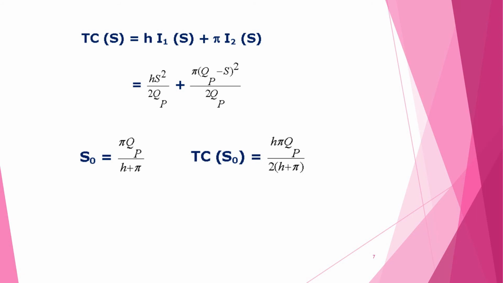Now this total cost function is a function of the single variable S. Use classical optimization, that is, differentiate TC with respect to S and equate to 0. We get S0 equal to pi into QP upon H plus pi. Putting this value of S0 in the original total cost expression, we get the closed form of total cost at order level S0 as H into pi into QP divided by 2 times H plus pi.